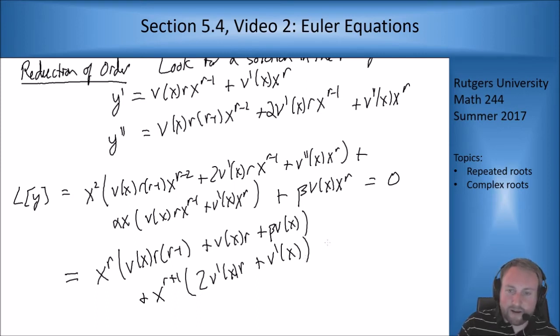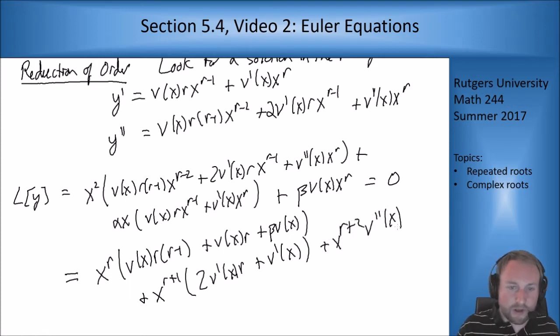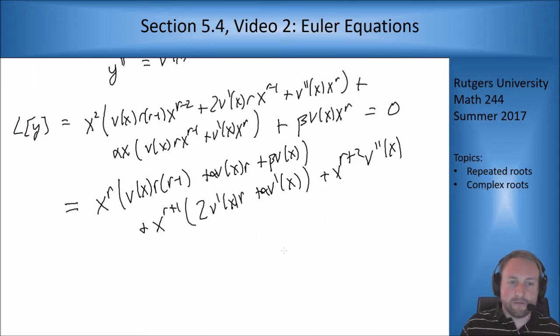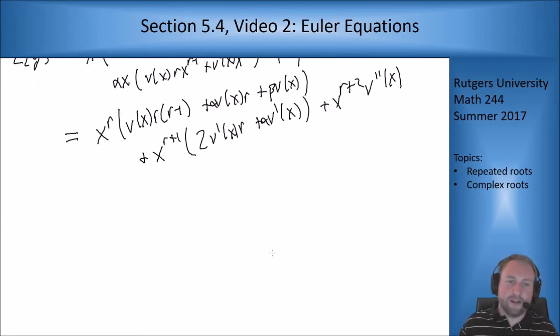And then I get an x to the r plus 2 term, which just comes from that first term, v double prime of x. I am missing an alpha here and an alpha here from my coefficients from above. All right, so now what I want to do is pull the v of x out of that first term and then see what I have left over.